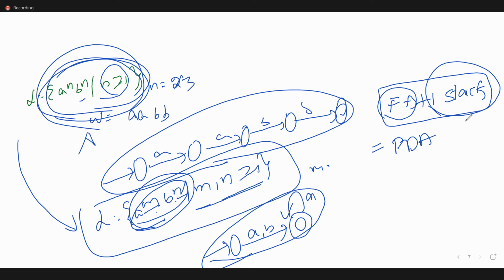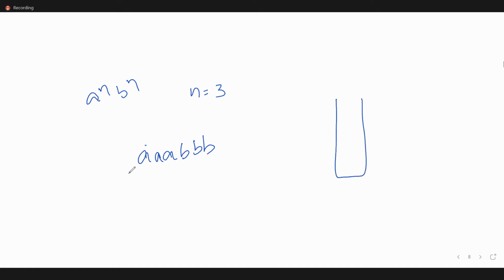Yes, ma'am. Stack ela count chestaru ma'am, అని మీకు డౌట్ రావచ్చు. For example, observe here, a power n, b power n, sum n is equals to 3. I am assuming 3. If I assume 3 A's and 3 B's, how can we construct it? When I encounter the input symbol A, I'll push it into the stack. Again A, I'll push it into the stack. Next symbol, this is also A.